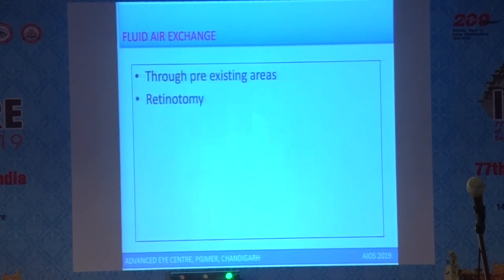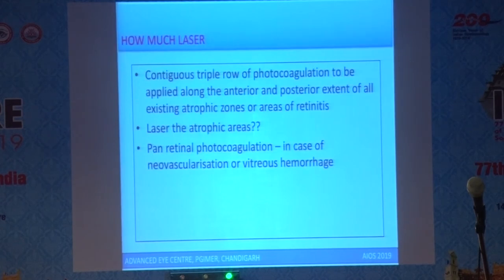Of course, fluid air exchange can also be done through pre-existing areas. But the issue is you can't laser these atrophic areas, this is difficult. So people talk about doing retinotomy in these patients, especially where the RD is in active disease. So you can do retinotomy, or you can drain through the pre-existing area in these patients.